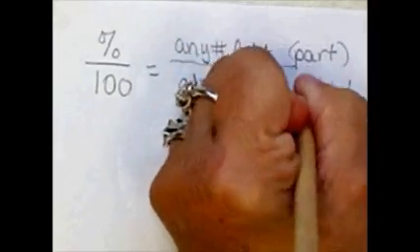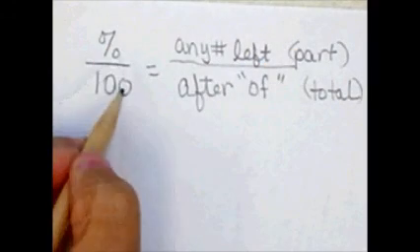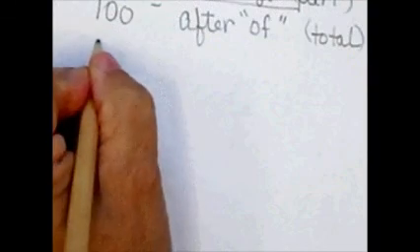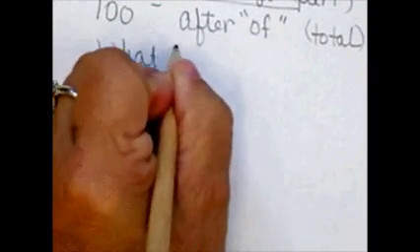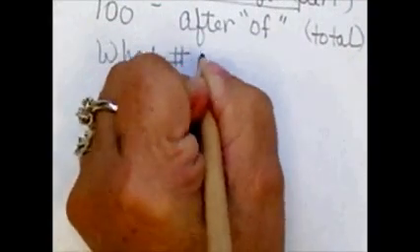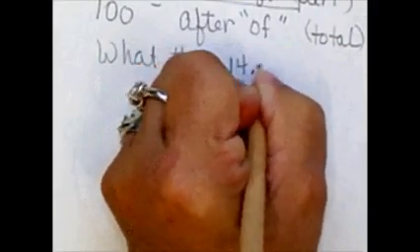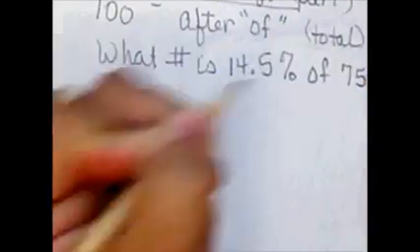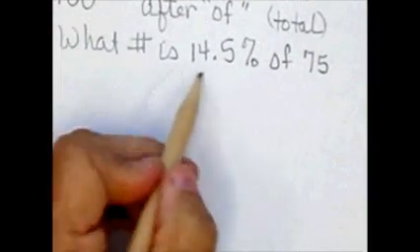Alright, so this problem says, what number is 14.5% of 75? Now let's do my rule here. So, percent over 100, 14.5 over 100.